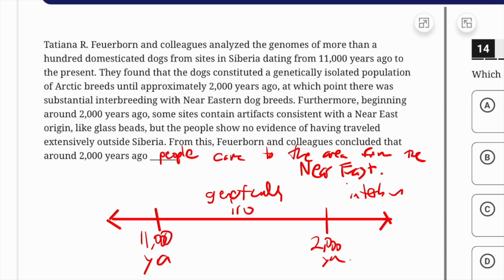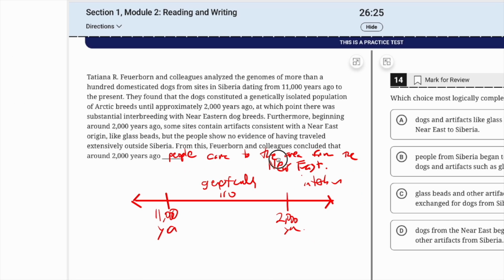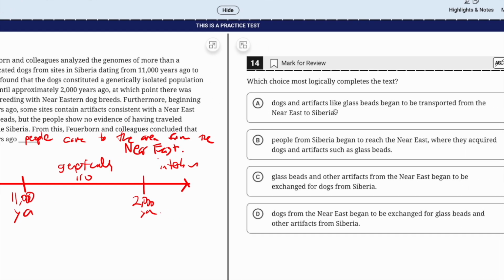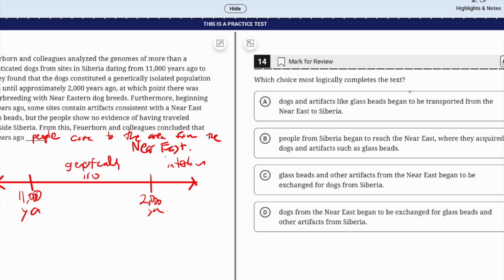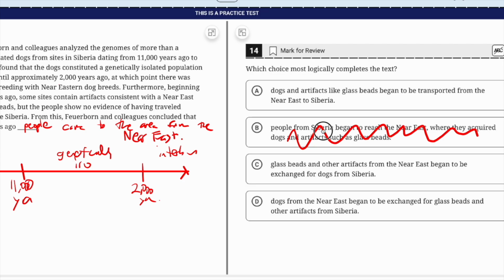Right? Because that would explain two things. It would explain how the Near Eastern dog breeds made it over there, and also how these artifacts made it over there. It's not as if the people from Siberia went to the Near East and brought things back with them. People must have come from the outside. Dogs and artifacts like glass beads began to be transported? Possibly. Definitely not B, because B would contradict what's in the passage, and we never want to contradict what's in the passage. There's no evidence that they've traveled, so we don't want to conclude that they have traveled.